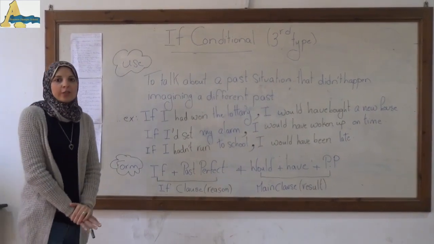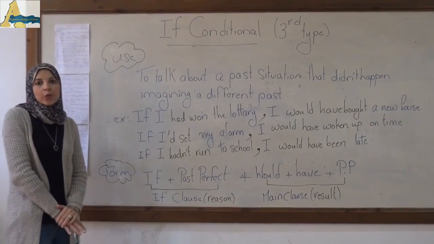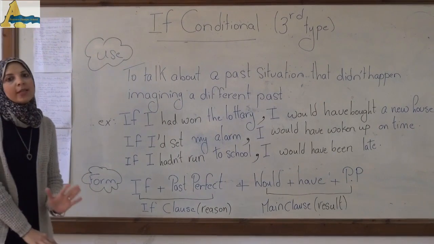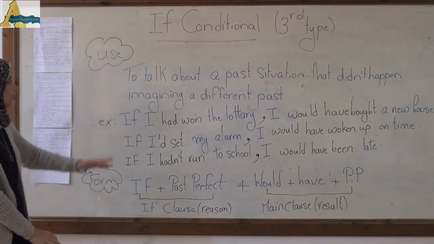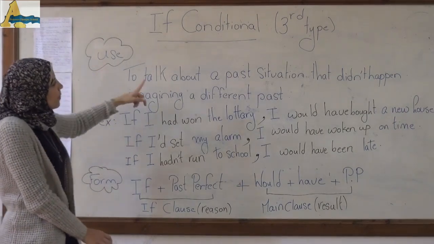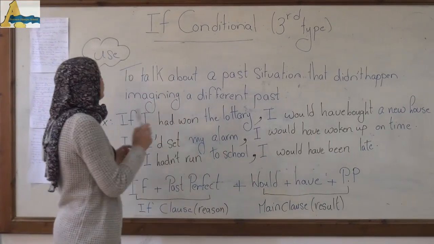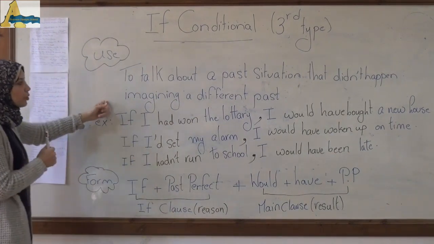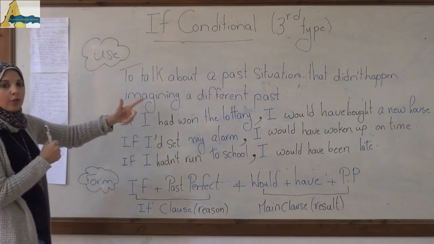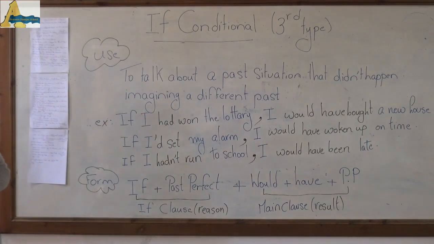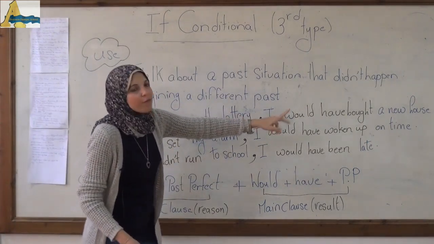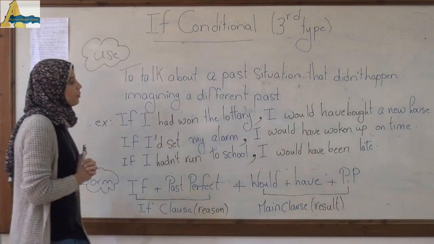Actually, I use if conditional type 3 to talk about an imaginary past, a past that didn't happen at all, but I try to imagine that it happened. So, the usage of if conditional type 3 is to talk about a past situation that didn't happen. We imagine it happening. We imagine a different past. As an example for this: if I had won the lottery, I would have bought a new house.